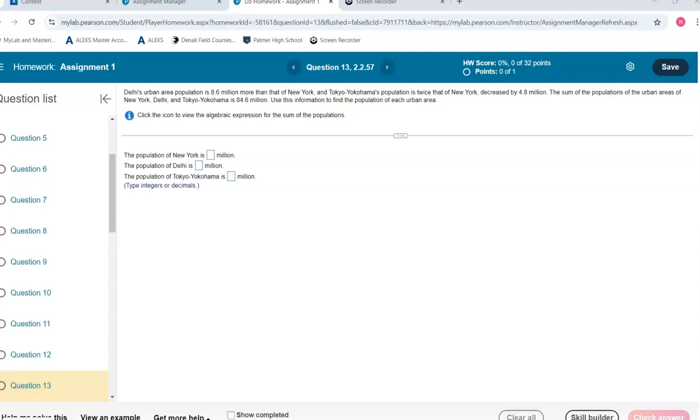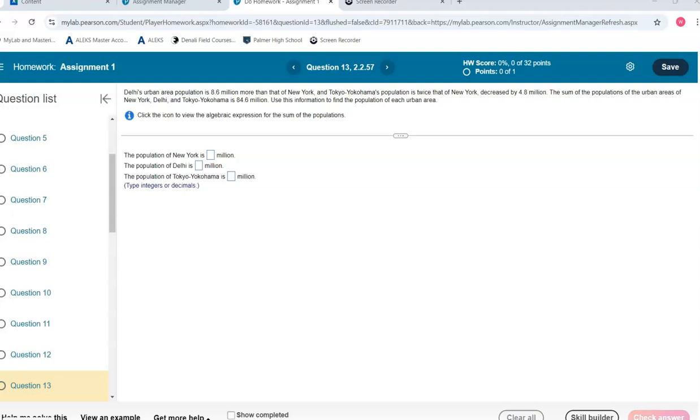We're told that Delhi's urban area population is 8.6 million more than that of New York, and Tokyo's population is twice that of New York, decreased by 4.8 million. The sum of the populations of the urban areas of all three is 84.6 million. Use this information to determine the population of each urban area.